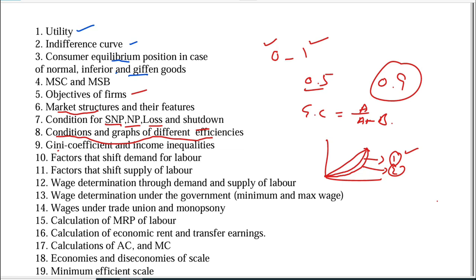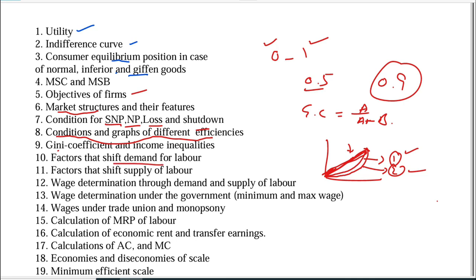The graph that is closer to the 45-degree line shows less inequality, and the graph away from the 45-degree line, this is the 45-degree line, basically the straight line, shows more inequality.